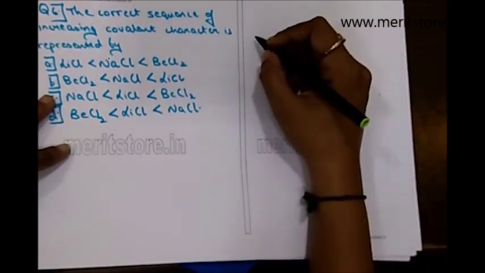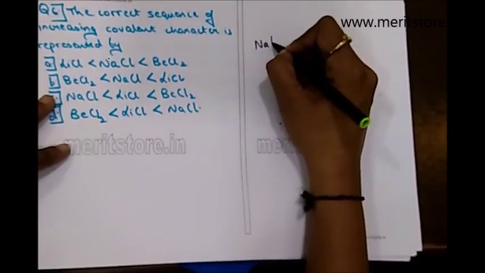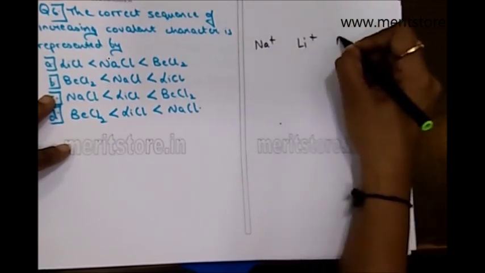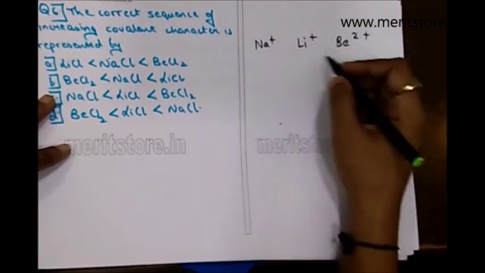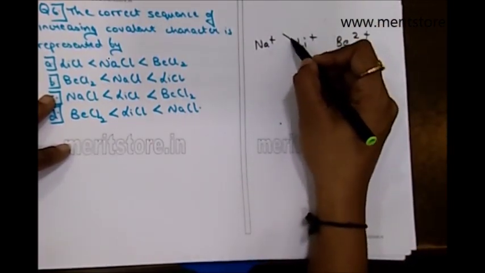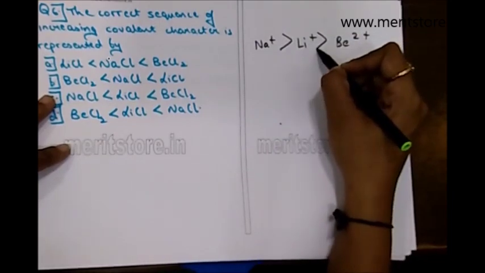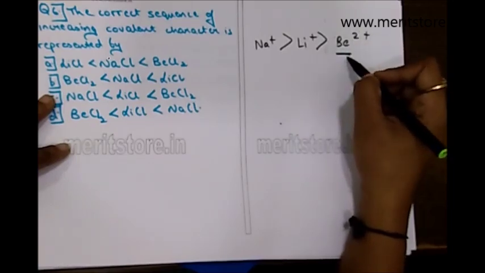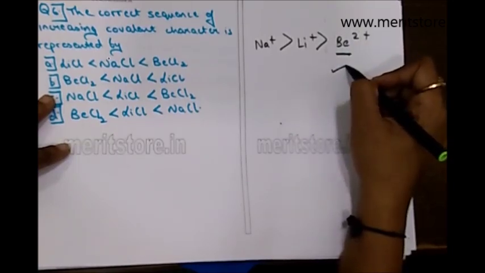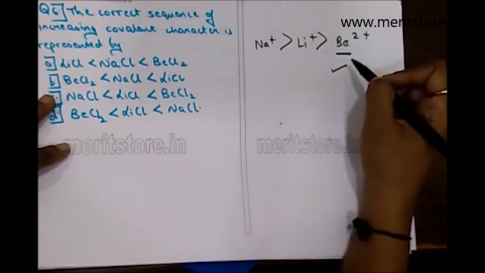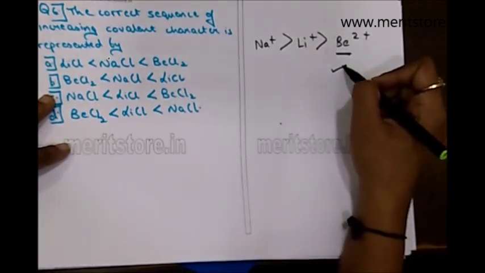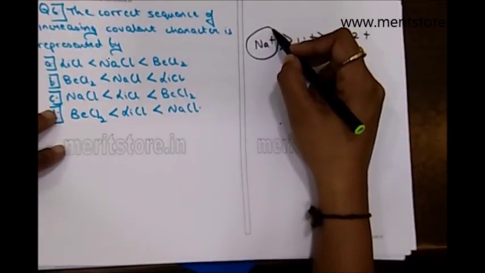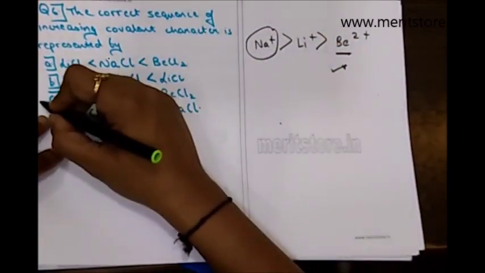Now, if I talk about the three cations, we have Na+, Li+, and Be2+. Na+ has the largest size, then Li+, and the smallest one is Be2+. As Fajans' rule says, the smaller the size of the cation, the more the polarizing power and the higher the covalent character. So the highest covalent character will be with beryllium and the lowest with sodium, and hence our option is C.